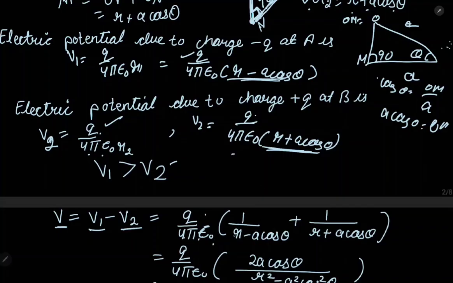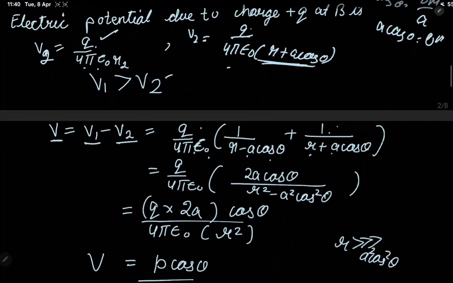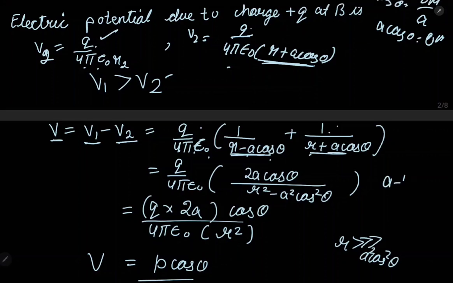I will be left with 1 upon R minus A cos theta minus 1 upon R plus A cos theta. Now I'll take the LCM. We know the formula, A minus B times A plus B is equal to A square minus B square, right? So this is my A, this is my B. I can write A square as R square, and B square as A square cos square theta. This will go here. So I'll get R plus A cos theta and this will get R minus A cos theta.